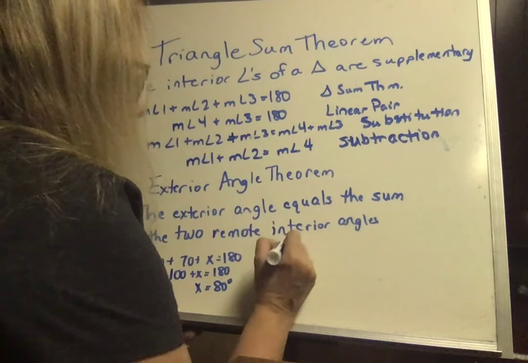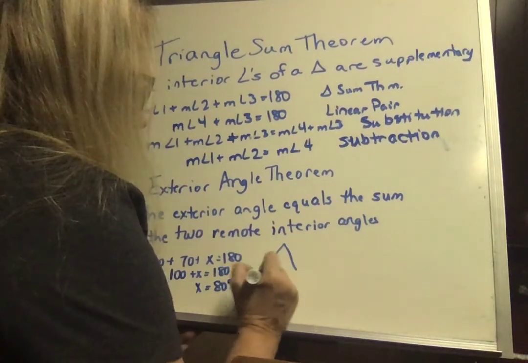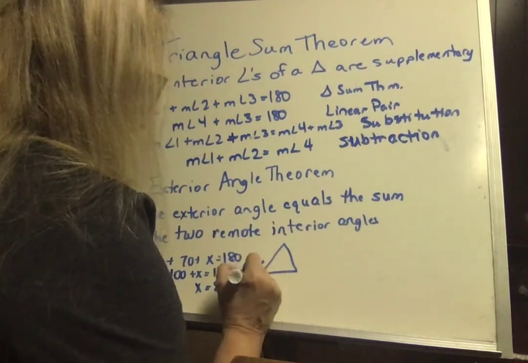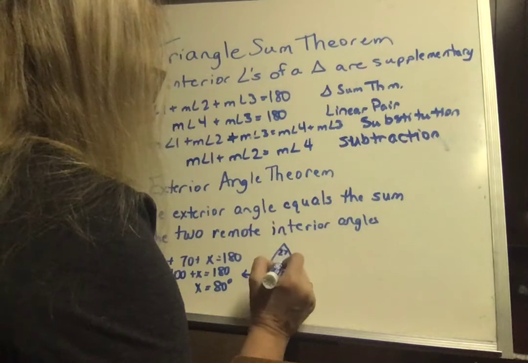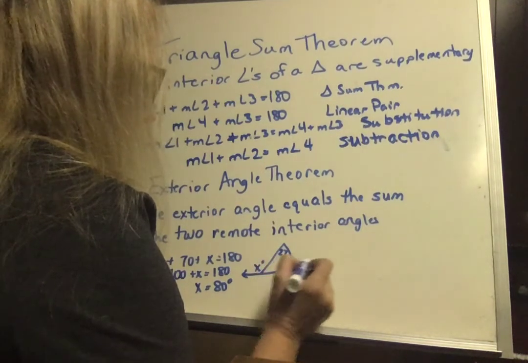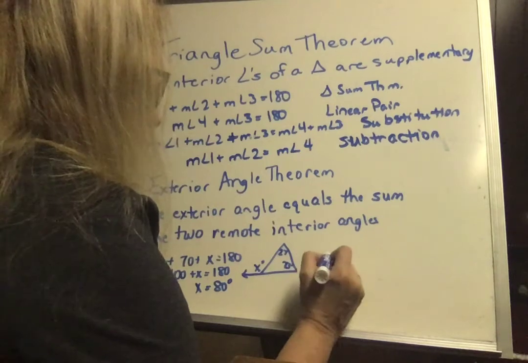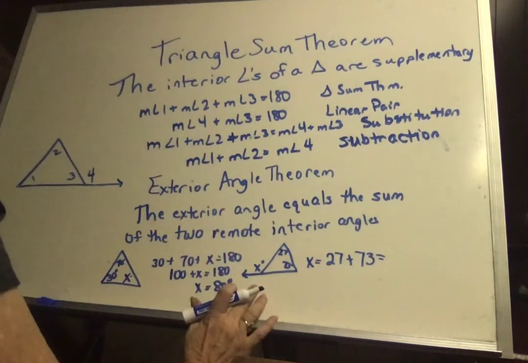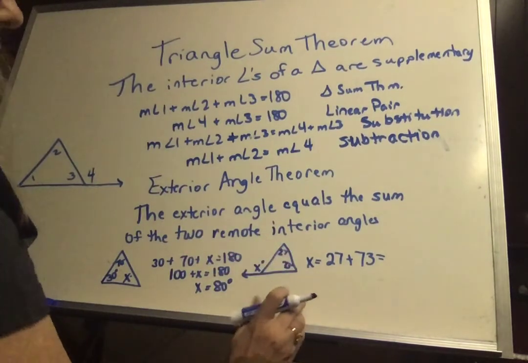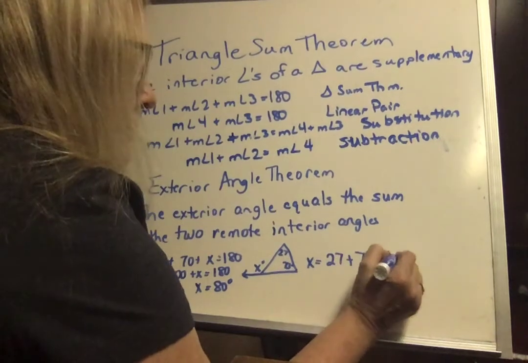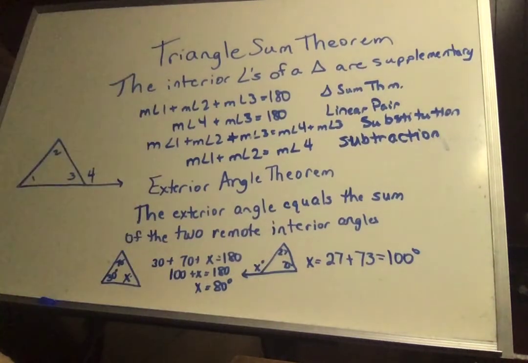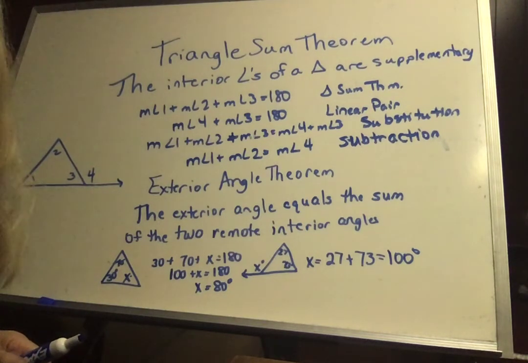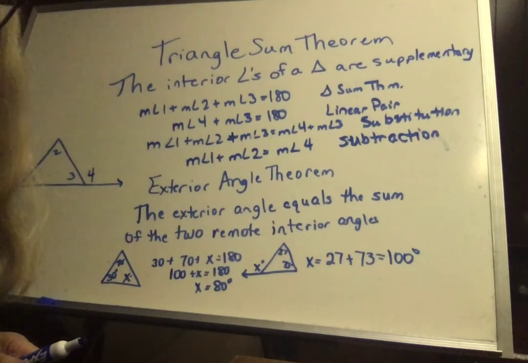If we have an exterior angle anywhere, it doesn't have to be on the right side, and we know this is 27 and this is 73, then x equals 27 plus 73, because the one on the outside equals the 2 remote interior angles, 27 plus 73. The one on the outside would equal 100. There you go for interior and exterior angles. Do the practice and be ready for the CFA.